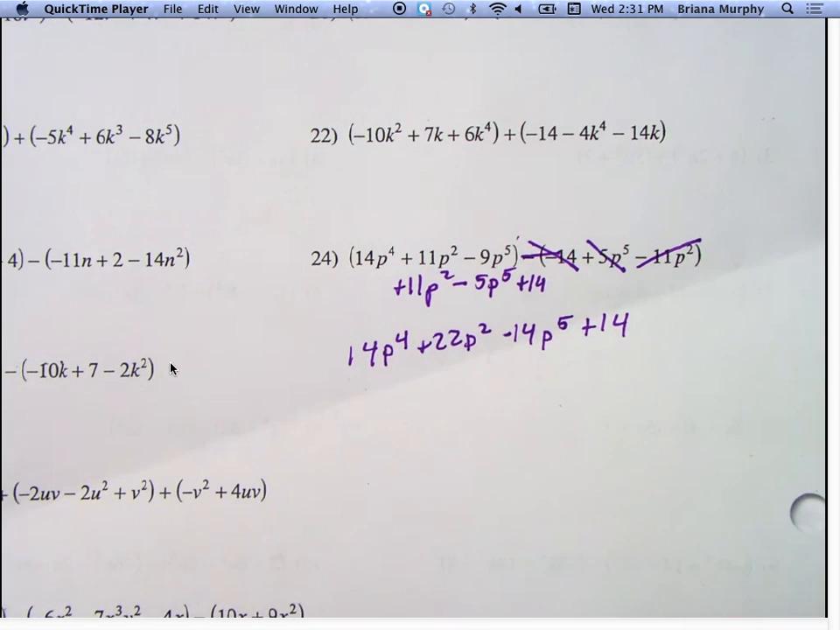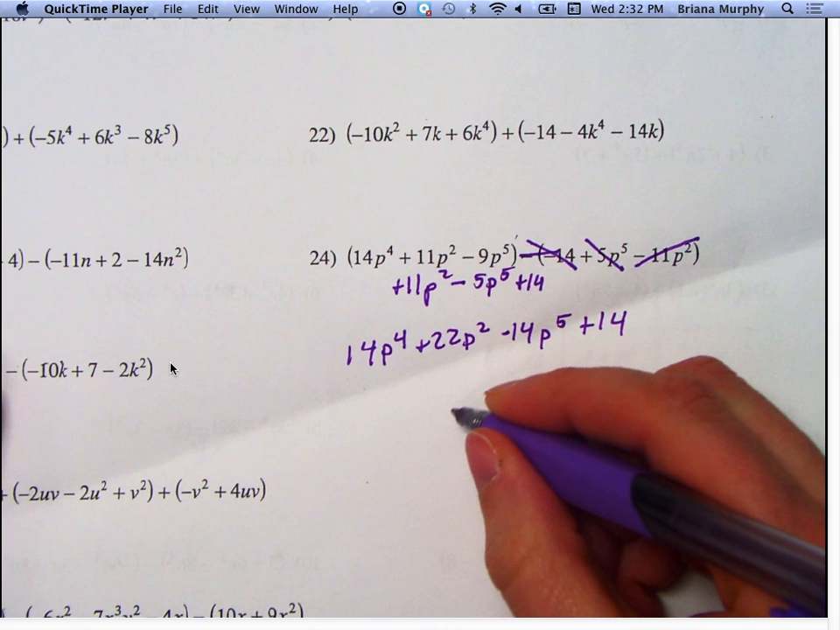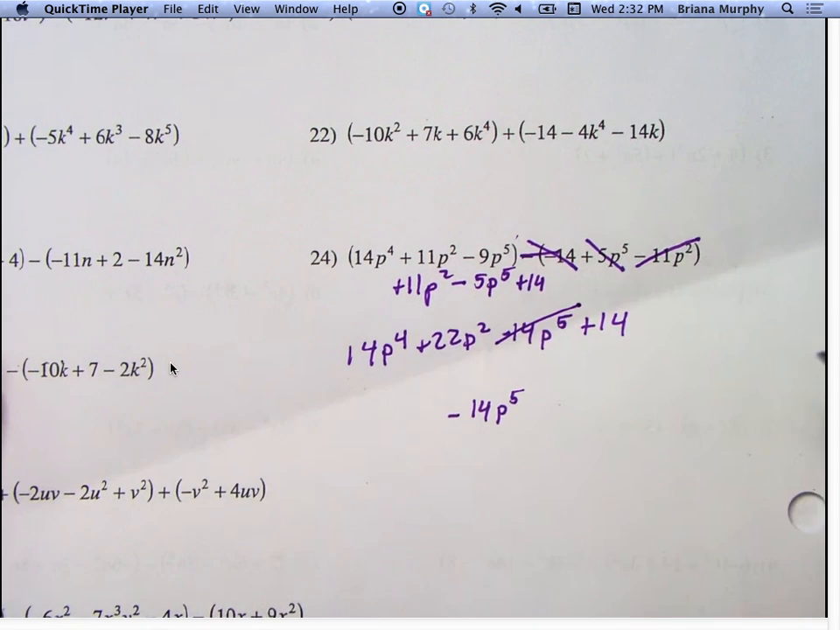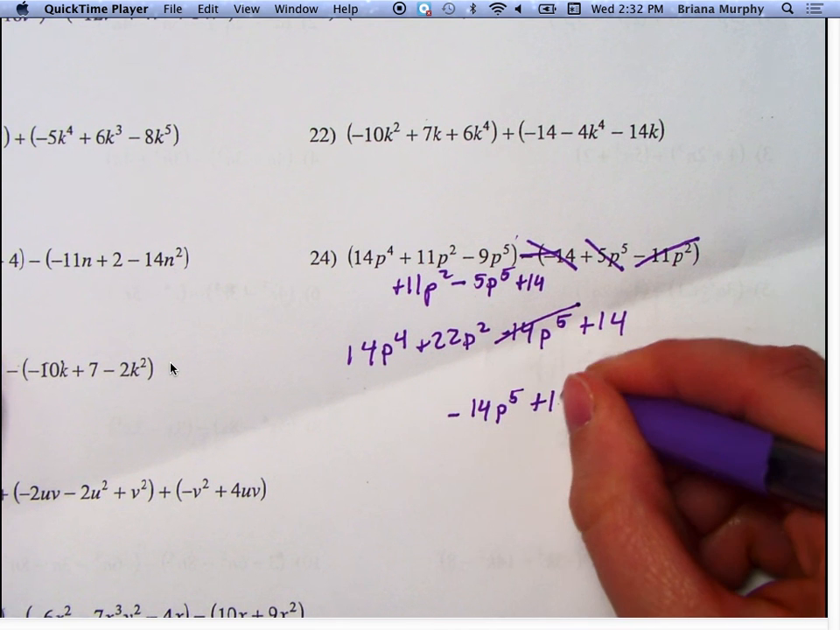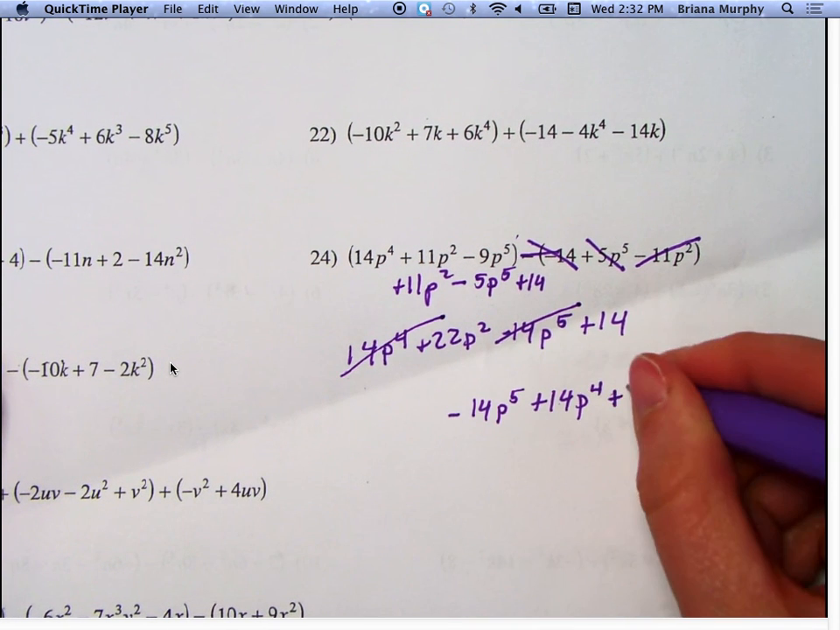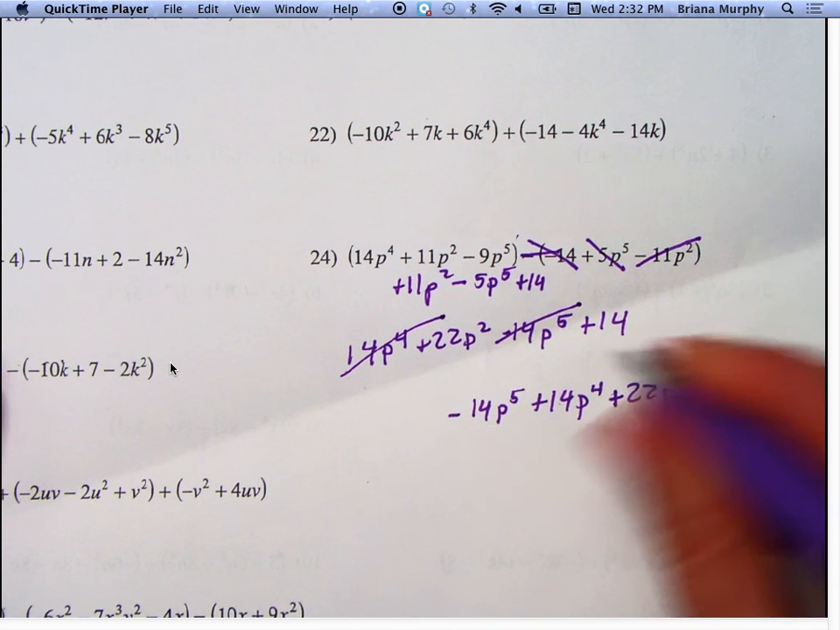Is this in order from the biggest exponent to the smallest? No. What's the biggest exponent? 5. The 5, yep. Negative 14p to the 5th. What's the next biggest one? 14. Plus 14p to the 4th. What's the next biggest one? Plus 22p to the 2nd. What's the last one? 14.